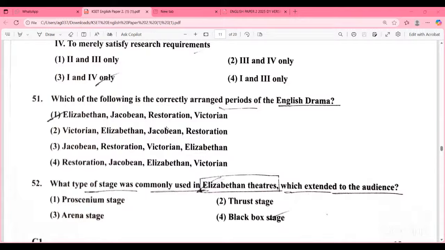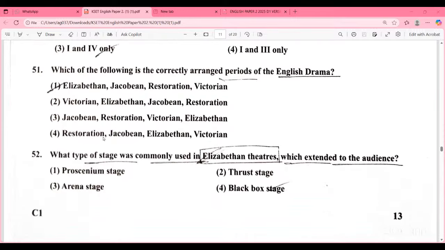Which of the following is the correctly arranged periods of English drama? We all know this. First, we will have Elizabethan, then Jacobean, then Restoration, and lastly, Victorian. Elizabethan, Jacobean, Restoration, Victorian. This is the right answer. This is the correct chronology of these periods. Clear?